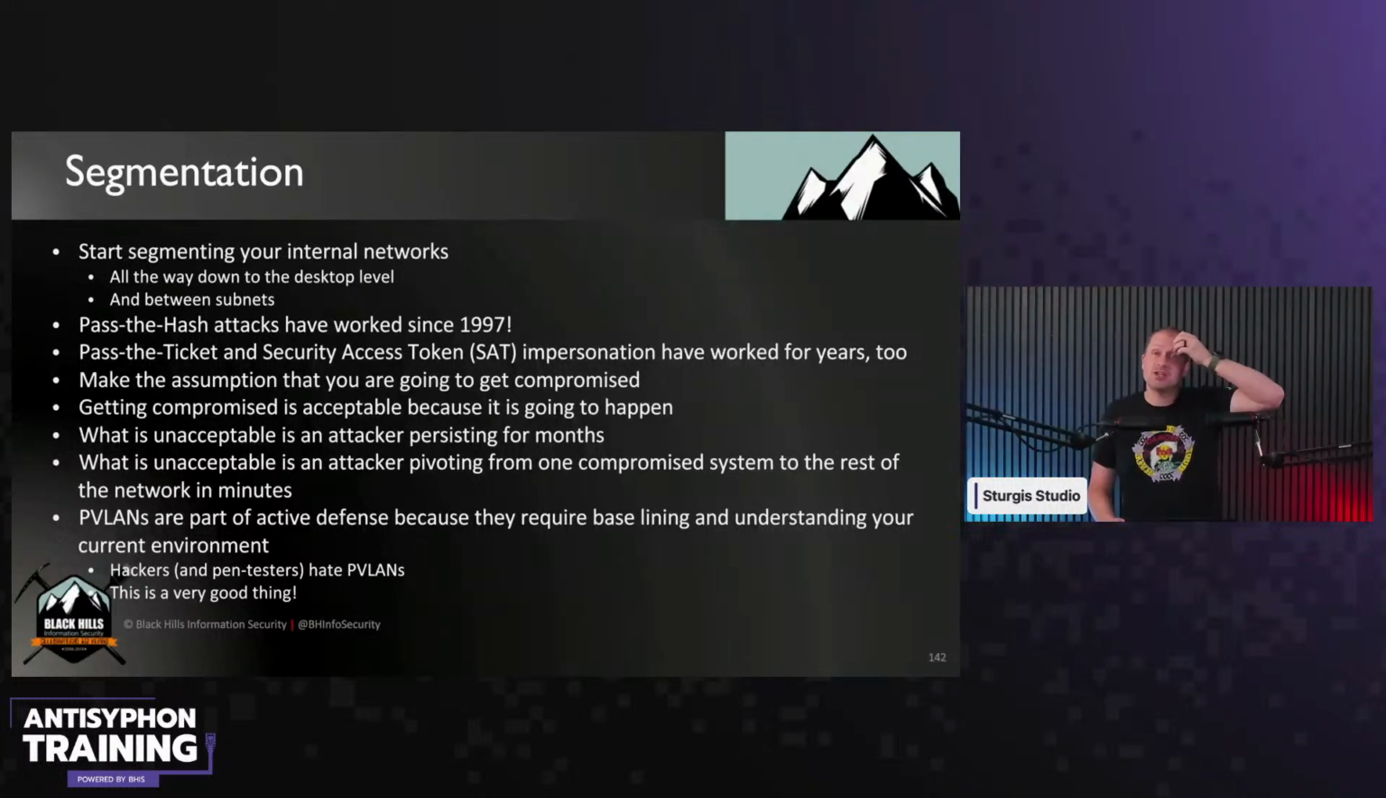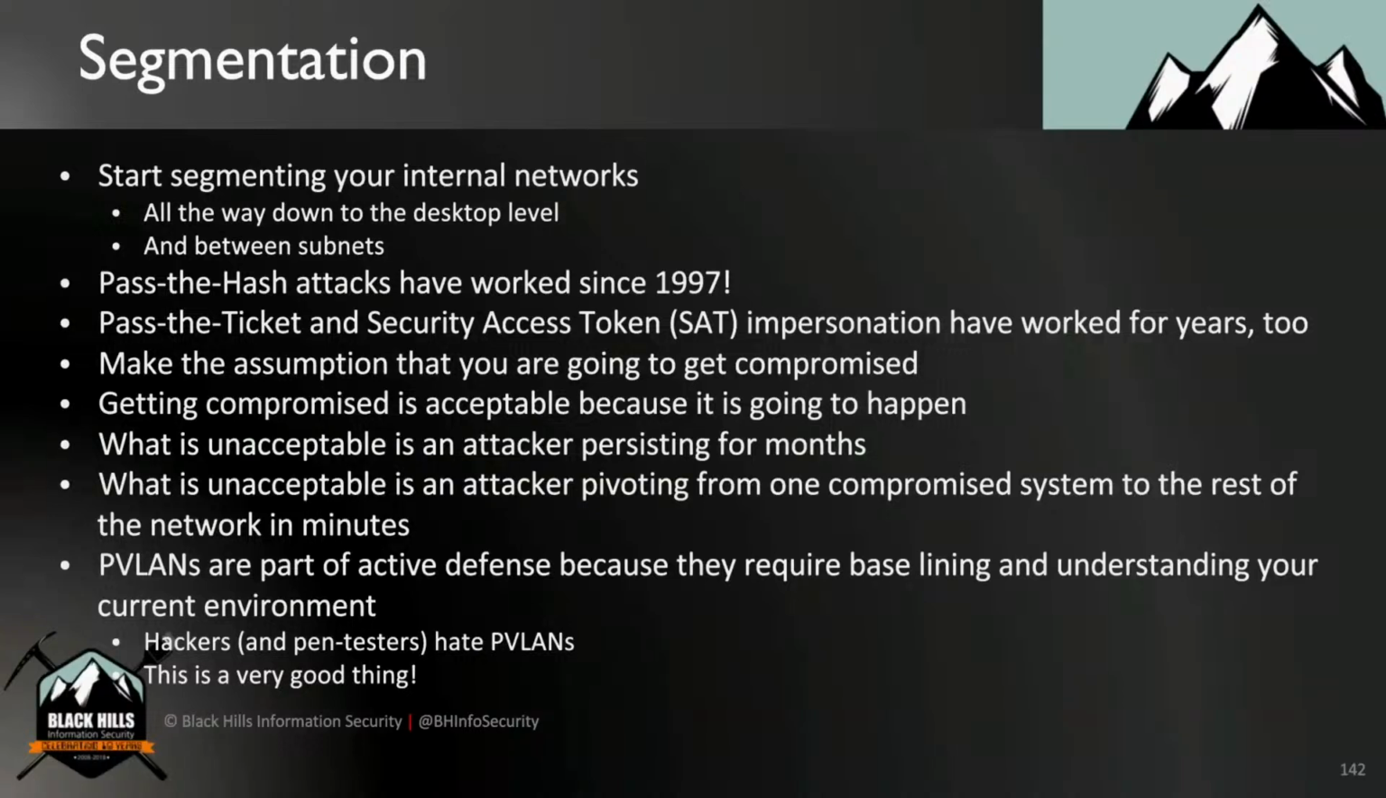So if we look at segmentation, the number of post-exploitation attacks that exist in here go all the way back to 1997, right? Pass the hash attacks, that is 1997. Pass the ticket and security access token, if we're doing Kerberos-level impersonation in the environment, that has worked since Active Directory existed, because Kerberos tokens have been a thing.